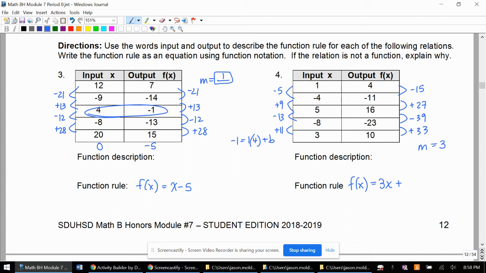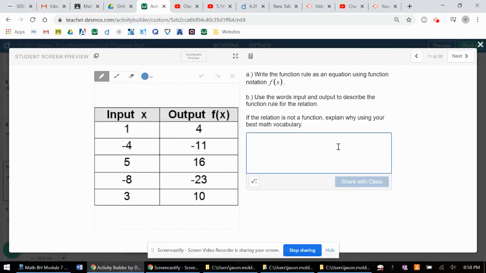and again, you might be able to look at some of these as long as the m and b are not that tricky to identify, like testing it for this one. It looks like I'll need to increase it by 1, and then testing it maybe for this one. Yep, works for that one. Cool. There's our function rule, and then we'll describe it. Say each input is tripled and increased by 1 to get the corresponding output.